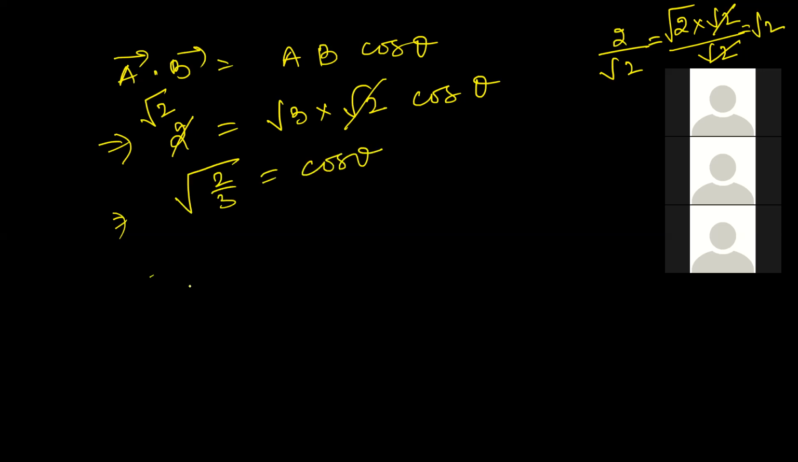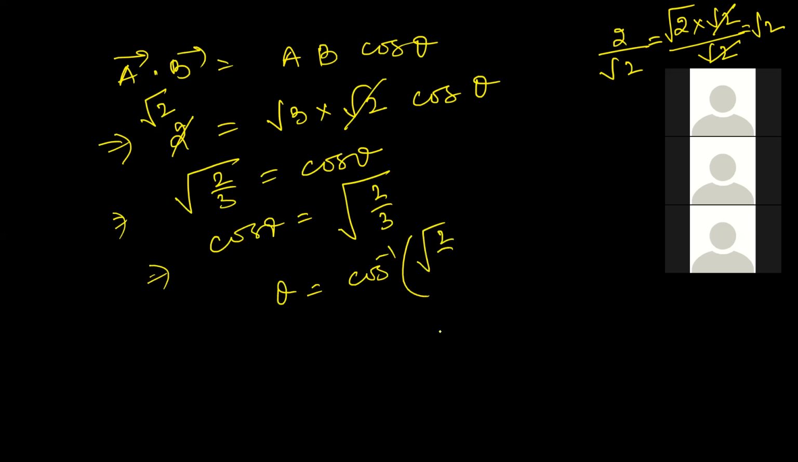We don't know any standard value for cos theta which gives us root 2 by 3. So if cos theta is equal to root 2 by 3, theta will be equal to cos inverse of root 2 by 3. This is the value of the angle that has been asked.